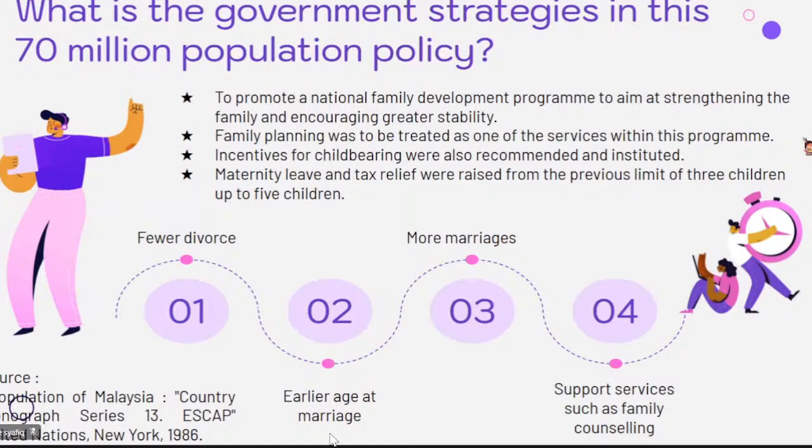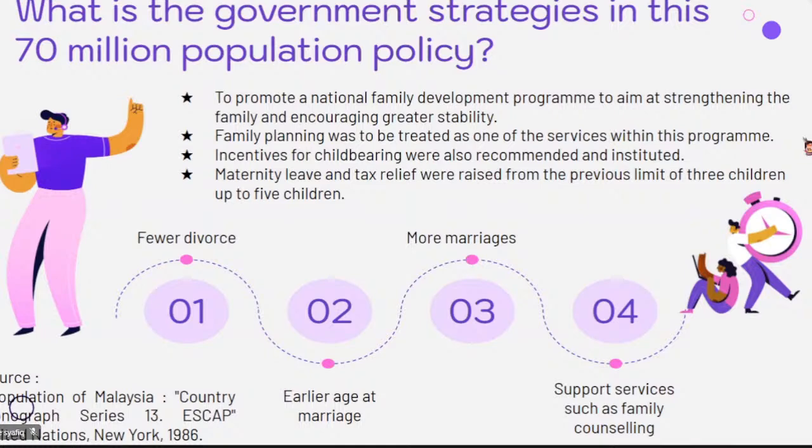Okay, what are the government strategies in this 70 million population policy? Firstly is to promote a national family development program aimed at strengthening families and encouraging greater stability. Also, family planning was to be treated as one of the services within this program. Incentives for childbearing were also recommended and instituted. Maternity leave and tax relief were raised from the previous limit of 3 children up to 5 children.